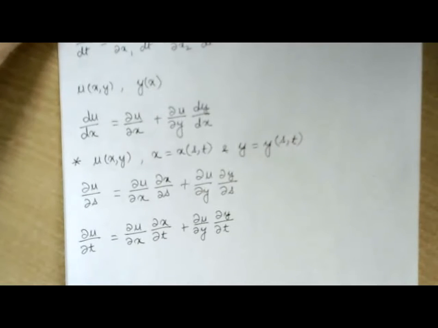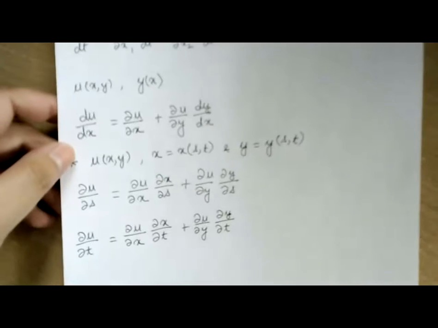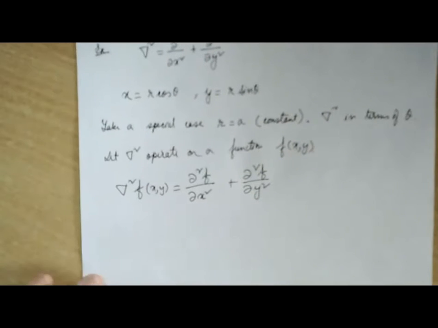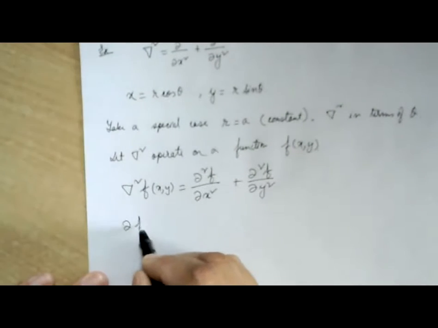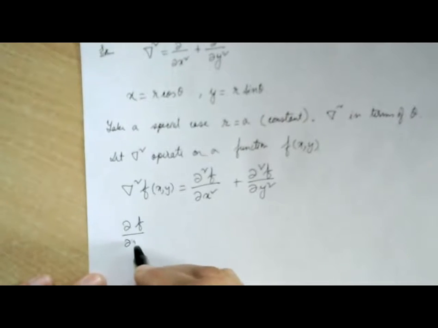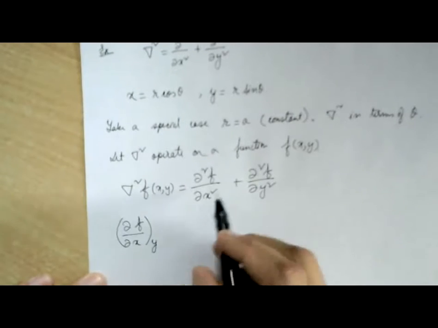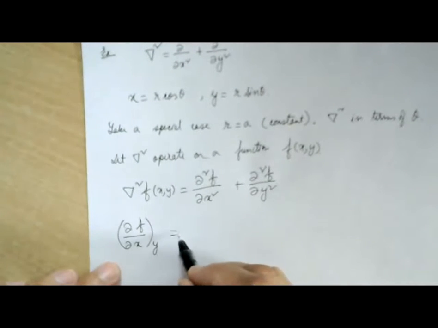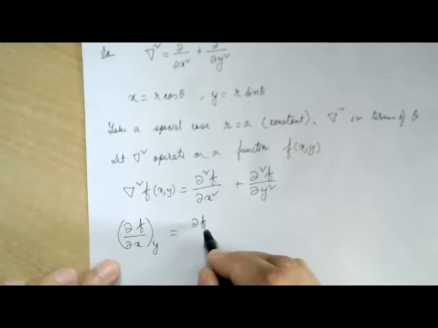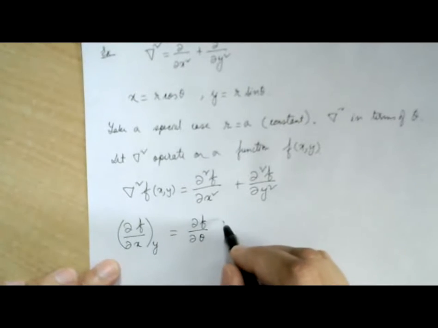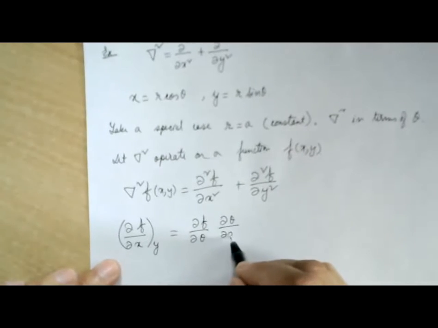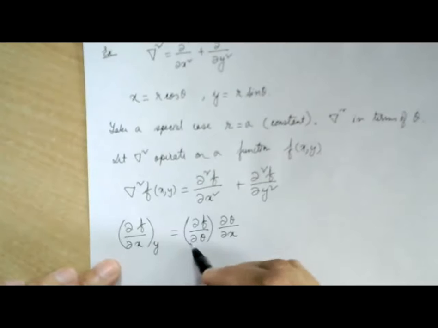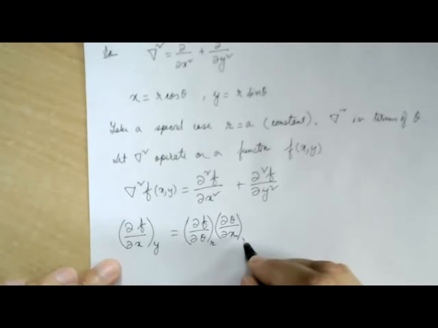Now let us express del f by del x in terms of theta. So del f by del x at constant value of y is equal to del f by del theta, del theta by del x. This is calculated at constant value of r, and this is calculated at constant value of y.